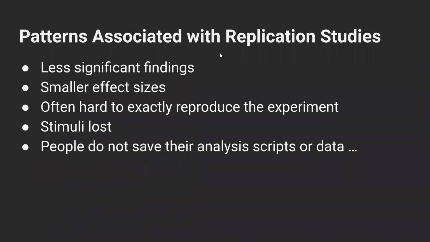So when people have tried to reproduce these types of studies, they tend to find a lot of less significant findings, smaller effect sizes, so things don't happen as dramatically as we think they do. And it's often very difficult to reproduce the exact experiment, in the sense that after time, people tend to lose stimuli, and people don't actually save their analysis scripts or data from like 10 or 20 years ago when they were actually doing this research.